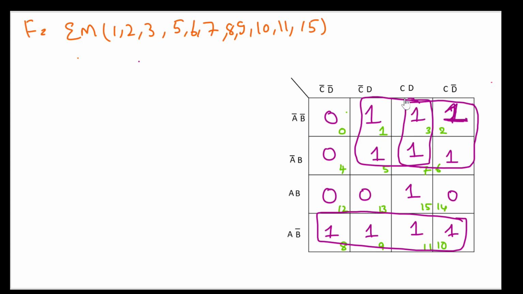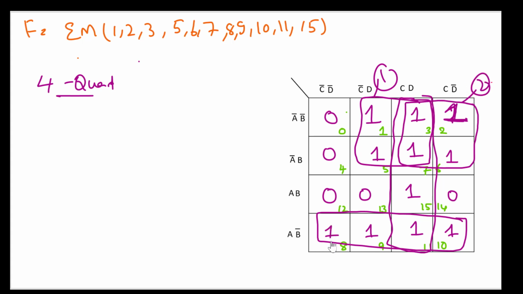So even though these ones are already covered, instead of writing a min term for a single one, it's better to write the min term by considering the biggest group. That means you now have 4 quad groups. This is 1, this is 2, this is 3, and this is 4.